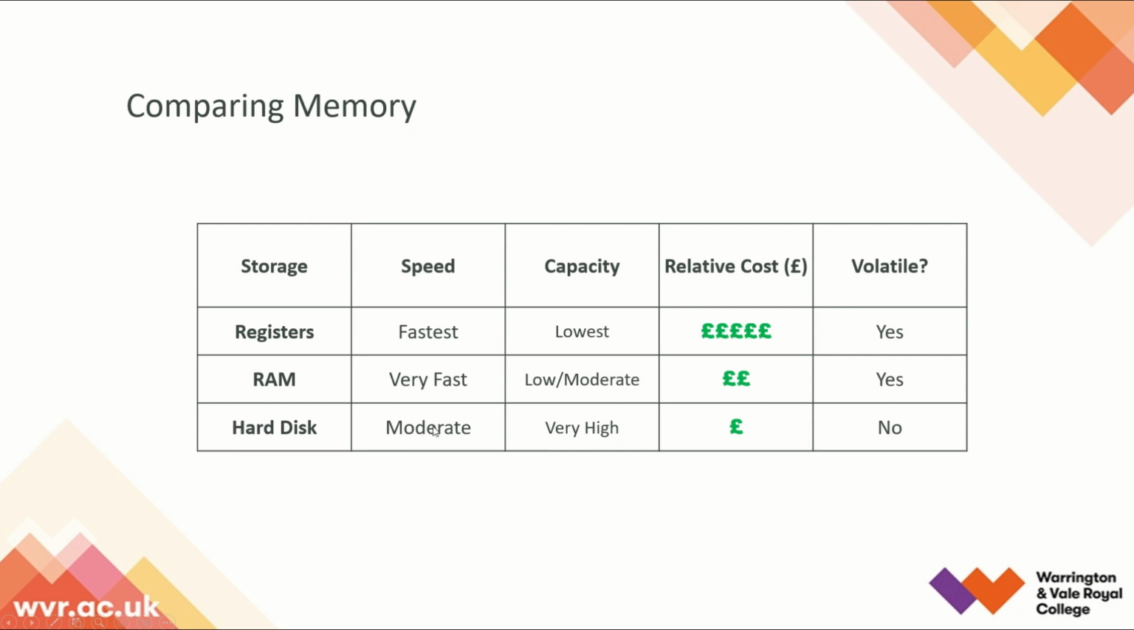So we've got hard drives, which are speed-wise quite moderate. It's much slower than memory, but they do a different job to memory. They're backup storage. Capacity-wise, normally much higher than memory. You can have terabytes of memory for quite cheap. So very, very cheap, but they're non-volatile. You can keep things on there forever.